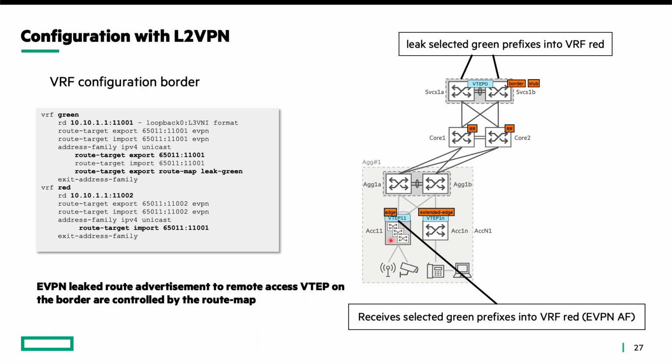will be able to receive the green prefixes into the red VRF at this stage. So this is the way, we have to go through the IPv4 or IPv6 address family, but the route map directly on the EVPN address family is not applicable.